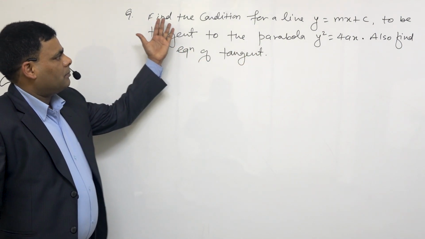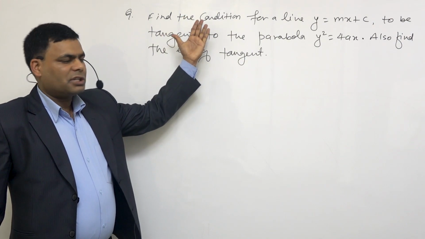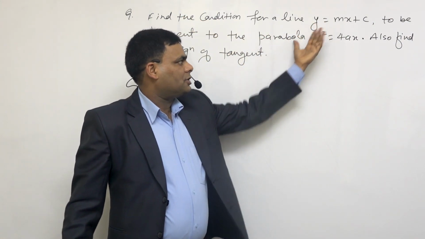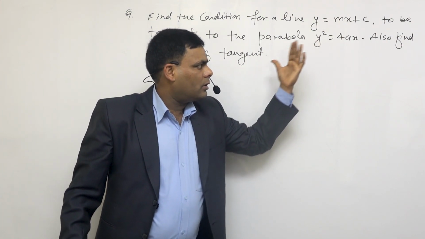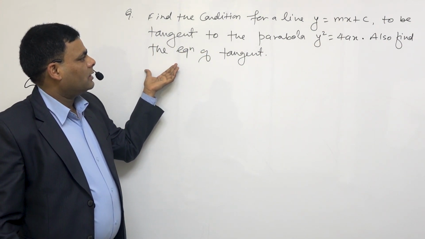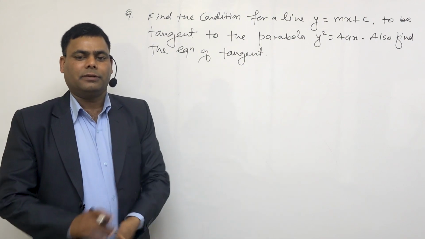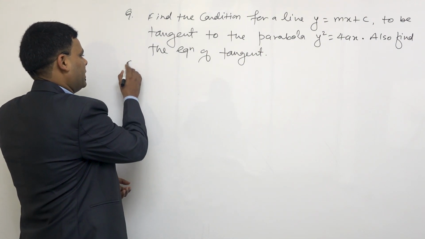Here is the question. First of all, we have to find the condition that the line y equals mx plus c to be tangent to the parabola y square equals 4x. Then we have to again find the equation of the tangent in this condition. So we can solve in this way.